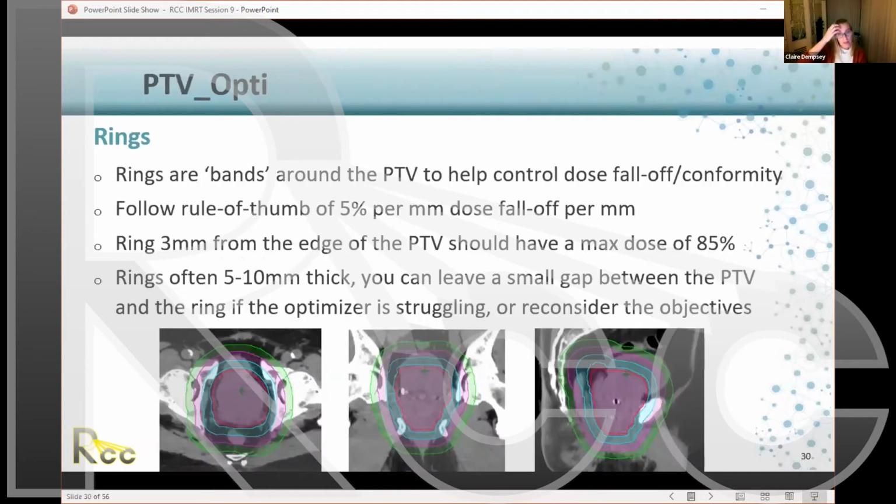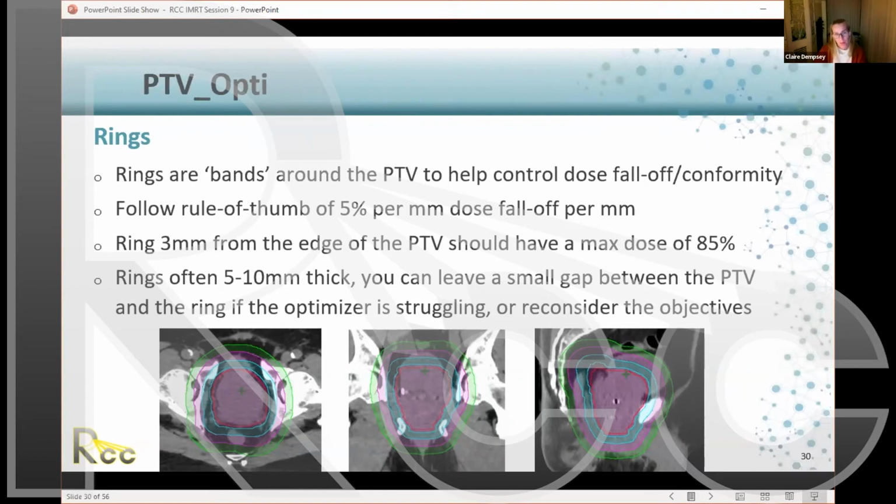So the first one that I just wanted to discuss was the rings. This is the one that if you've done any IMRT or VMAT planning, you've probably already used. Rings are super common. Rings are basically what they say. They're bands that you put around the PTV in order to help dose fall off and dose conformity within the PTV. So again, you follow the rule of thumb, depending on the size of the PTV, of your 5% per millimeter or your 10% dose fall off per millimeter. So as I said before, a ring sitting 3 millimeters from the edge of the PTV should have a maximum dose of 85%.